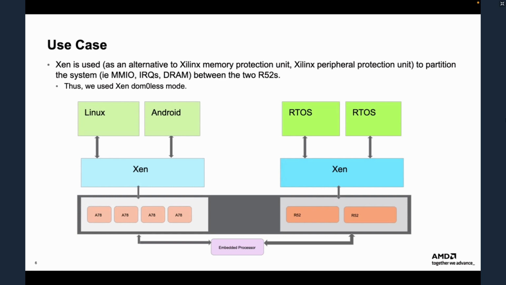So, we thought that Xen could be a good alternative to partition the system, that is the MMIO, the interrupts, the DRAM, between the two Cortex R52s. And thus, we used Xen in the Dom0-less mode. Here the Cortex R52s are going to run some real-time operating system. It would be very identical, but it would run on separate memory, separate interrupts. We want to ensure that an RTOS running on a particular R52 isn't able to interfere with the RTOS on another R52.